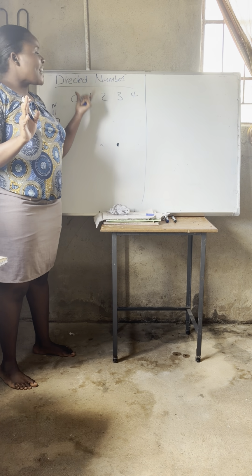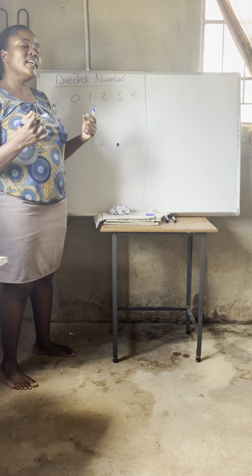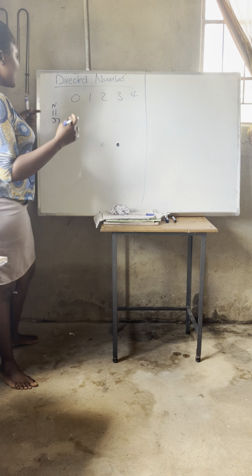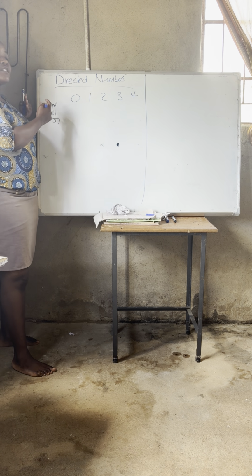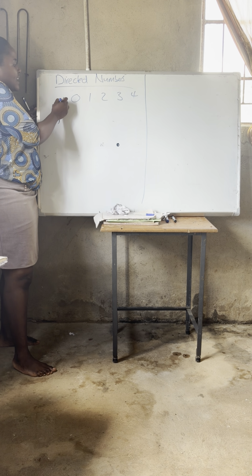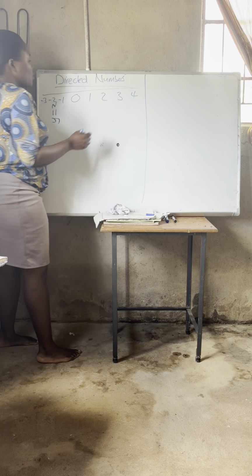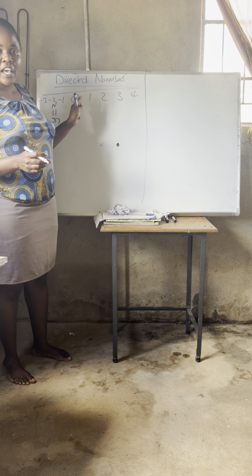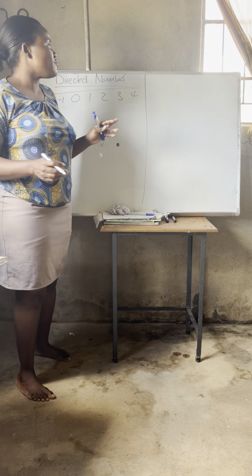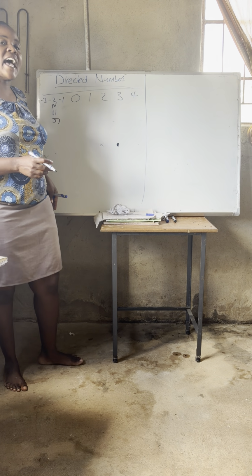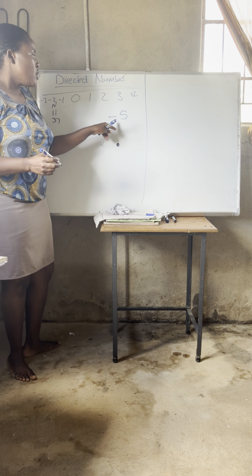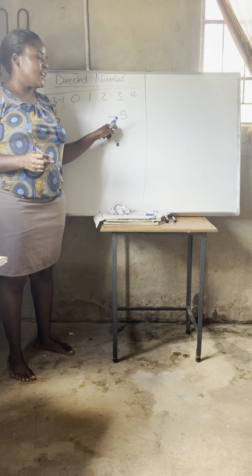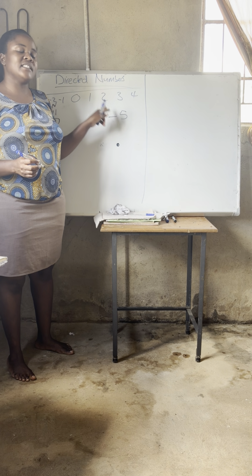So if we say directed numbers, we are now including positive and negative. Negative numbers are found here on the left of 0: -1, -2, -3, and so on up to infinity. The sign of a number is found on the left side. For example, if this is -5, we look at the left-hand side. This is where the sign is found.